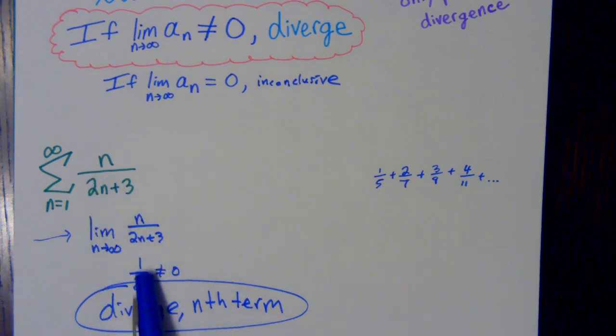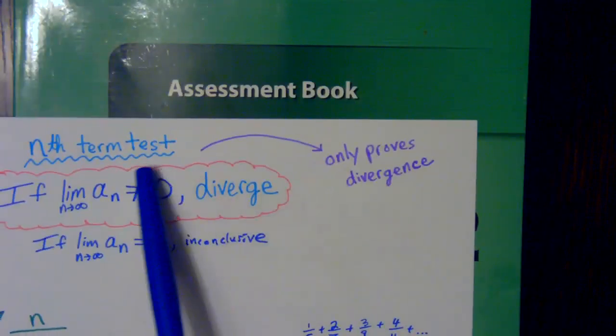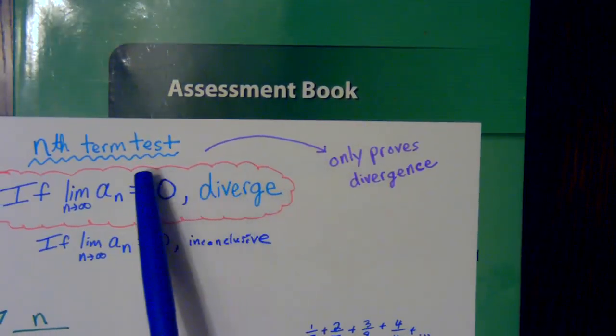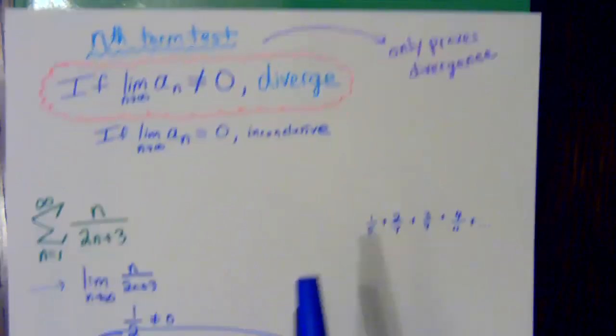But you don't really want to skip over that easy test when it does work for you. I just want to mention again that it only proves divergence. You can't ever prove convergence with the nth term test. It only proves diverge.